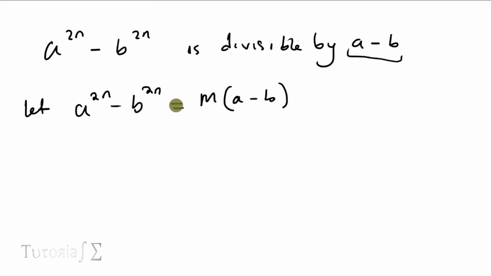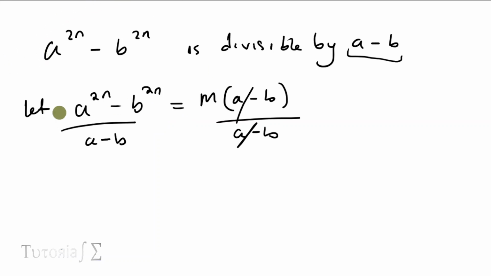That's the idea. So we'll divide by a minus b on both sides, and on this side we're going to have no remainder. There won't be any remainder. Okay, in other words, it will be a linear function. It won't have a quotient. There won't be any quotients when we divide. Okay, so that's the idea here.